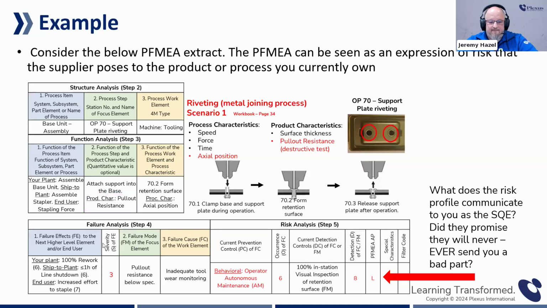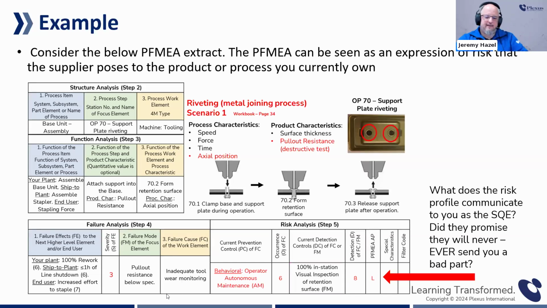Now, the failure that could occur: pull-out resistance could be below spec, caused by inadequate tool wear monitoring. So the tool wears and we don't catch it. All we have to prevent that is the operator doing checks during their autonomous maintenance. And if it happens, we have 100% visual in-station inspection.